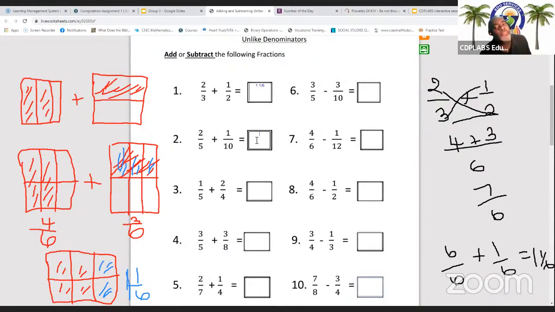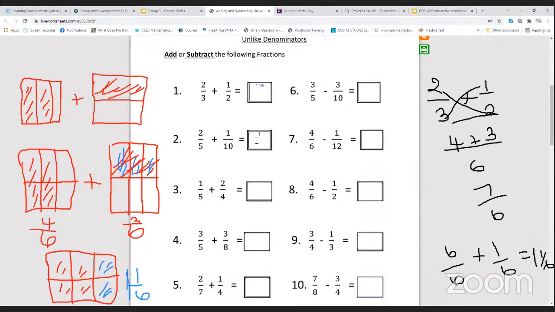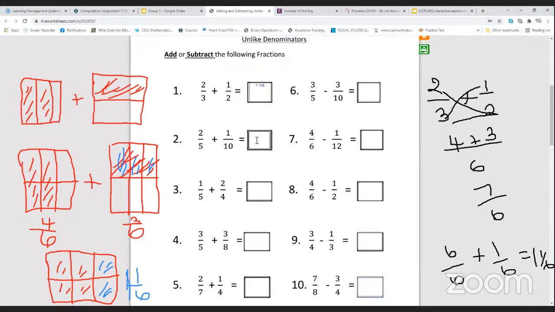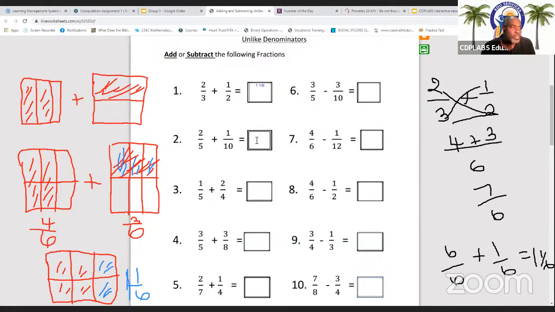Number 2. Anybody got the answer for number 2? Sir, I have a half. You have a half. Okay. A half is correct. Sir, my answer is a half also. Half as well. Okay. Anybody else? The answer is a half for sure. Amoy, are you there? Yes, sir. Okay. All right.